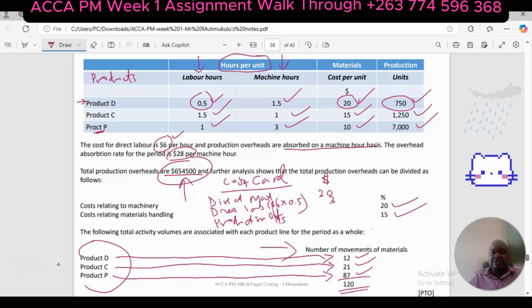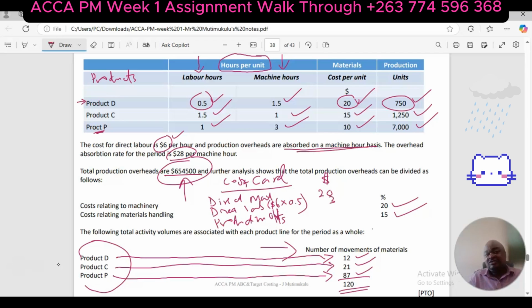We have been told that machine hours cannot be directly given a line in the computation on the cost card. Why? Because we are absorbing the overheads on the basis of machine hours. So the overhead absorption rate is going to be utilized in place of the machine hour cost or the machine time cost. We are going to use the overhead absorption rate in computing the production overheads.